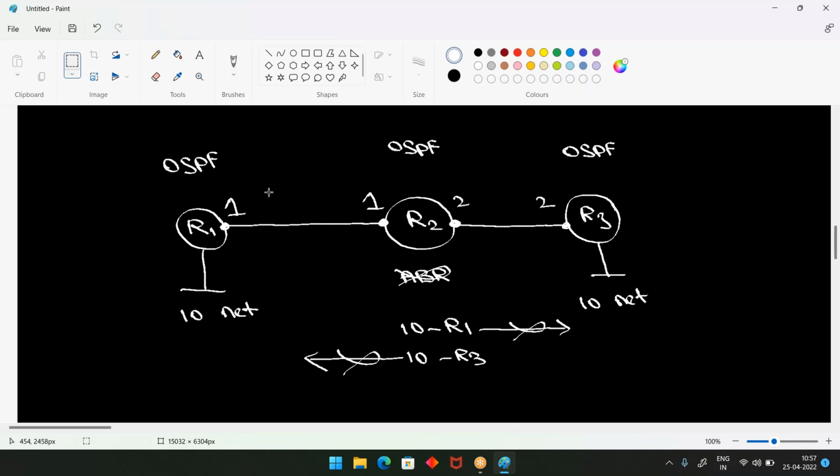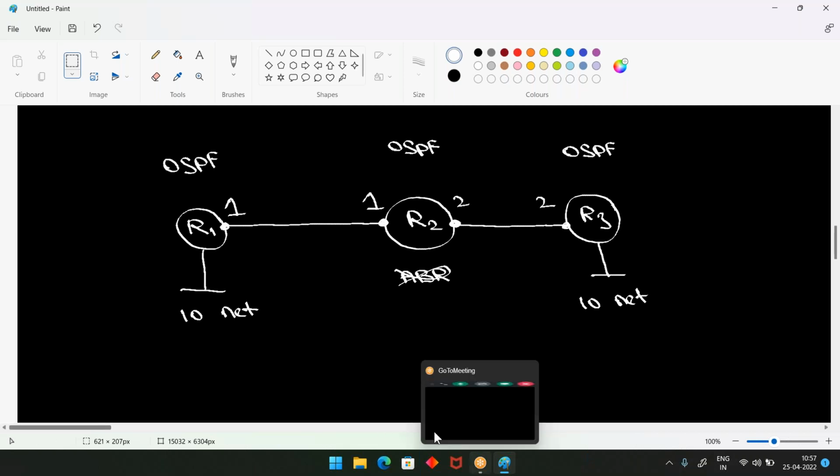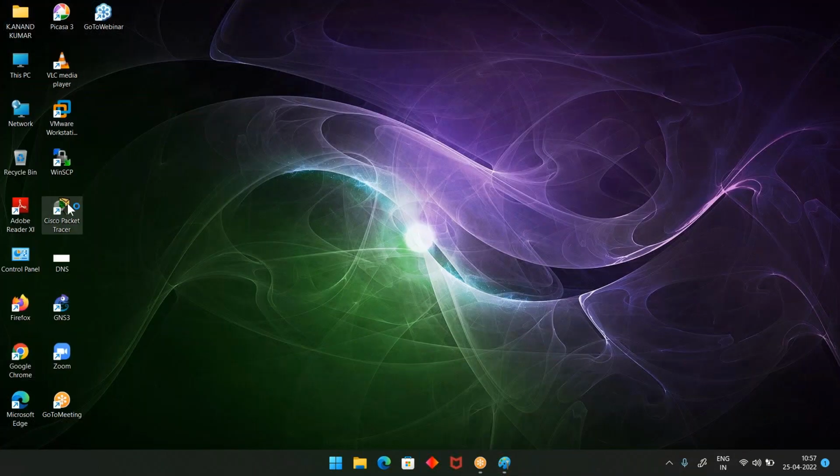Now we can discuss here practically how we can configure multiple areas. We can check through the practical here. Let's open the packet tracer.